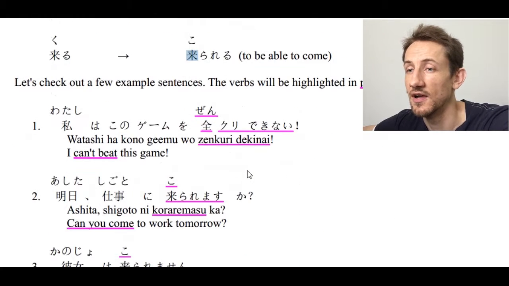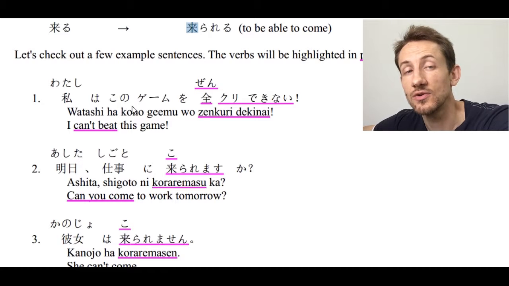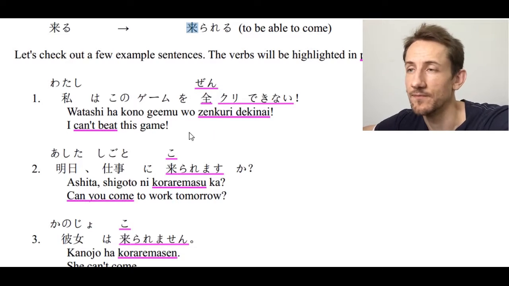Okay, so now we'll look at some example sentences. Number 1, watashi wa kono game wo zenkuri dekinai. I can't beat this game. Dekinai, dekimasen. I can't do it.